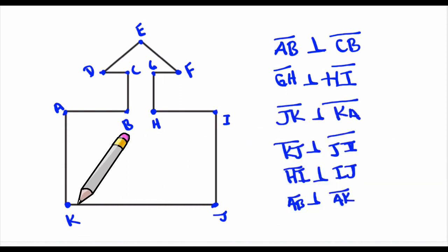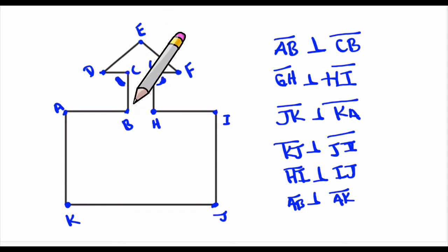Alright, so I was able to find some more down here, like KJ is perpendicular to KA. HI is perpendicular to JI, so we're getting the idea there. There's even some ones hiding up here, like FG is perpendicular to GH, because they're making a 90 degree angle right through here. And the same thing would be true on this other side as well.